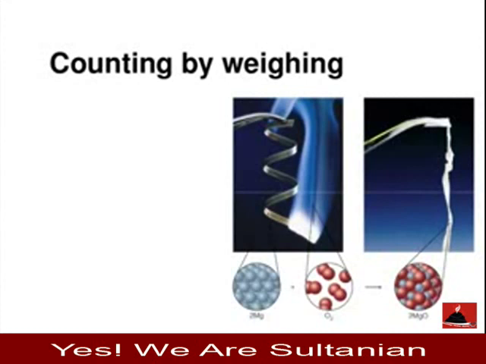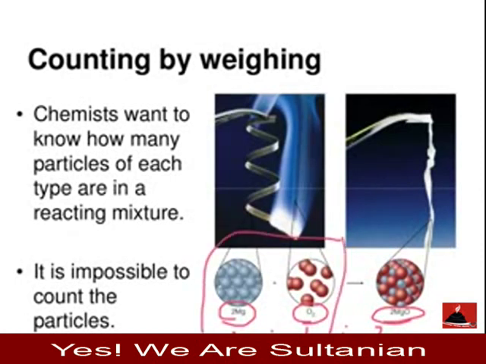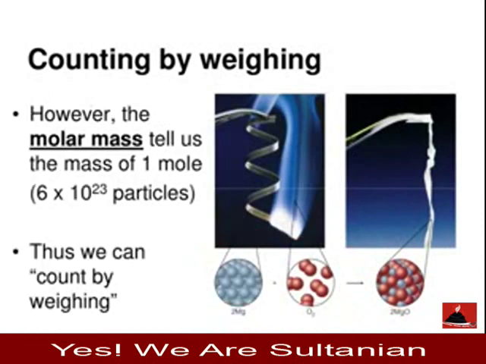Chemists, when they do experiments, like to know exactly how many atoms they're dealing with, because sometimes they want to react them in the right ratios. So, that's what it says here. Chemists want to know how many particles of each type are in a reacting mixture. So, for instance, two particles of magnesium react with one particle of oxygen to produce 2 of magnesium oxide. So there's a 2 to 1 to 2 ratio here, which is important because if we're making this product, we want to make sure that we have our reactants in the right ratio. However, it is impossible to count the particles, so what do?